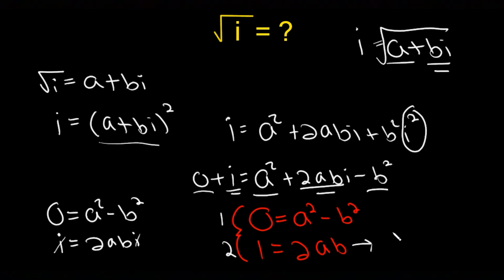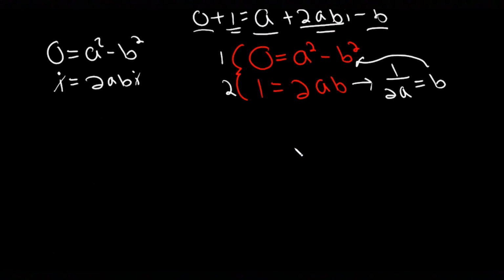And if you do that, you get 1 over 2A equal to B. So now that I have my new equation, I'm going to take that and plug it into my first equation right here where I see a B. So let's go ahead and do that. Doing equation 1, we get 0 is equal to A squared minus, now here comes my B, I have to plug it in. I have 1 over 2A, and then I have to square that.